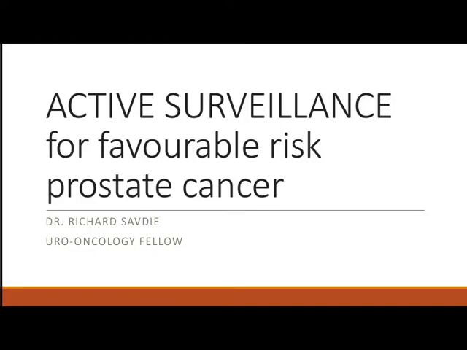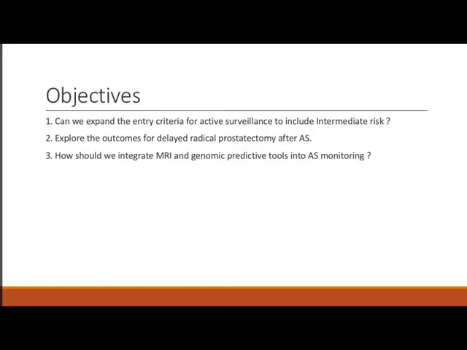Active surveillance is a big topic, but I'm going to try and focus a little bit on a couple of areas. One area of interest of mine is whether or not we can expand the active surveillance criteria to include the low-tier intermediate risk patients. I'd like to also explore some of the outcomes after radical prostatectomy, some of our data here from UBC as well as other recent published cohorts, and a little bit about how we can integrate MRI into our surveillance protocols and whether there's any role at this stage with genomic predictive tools.